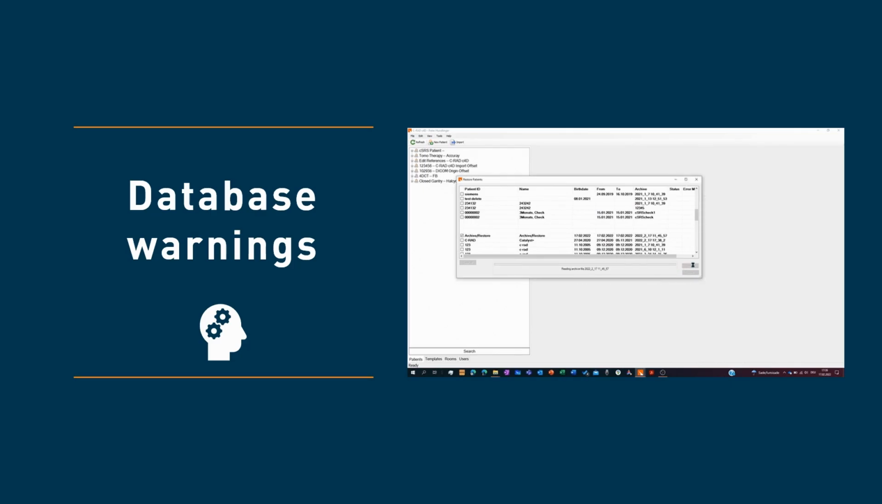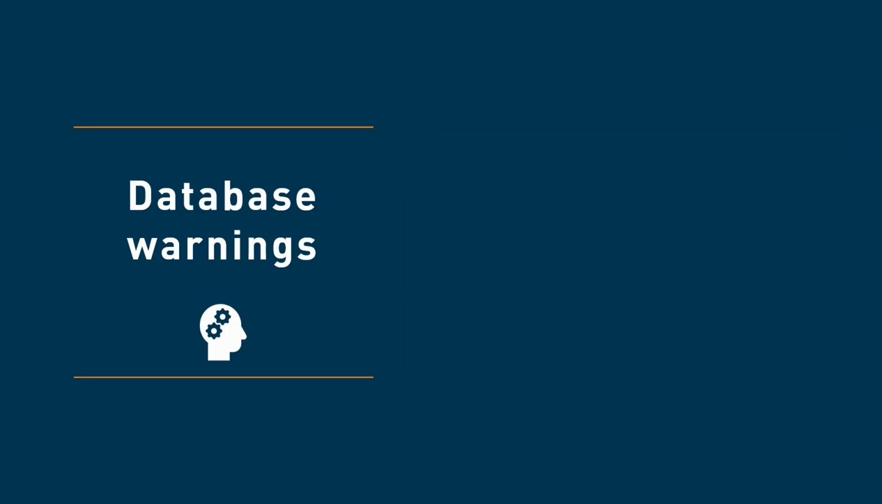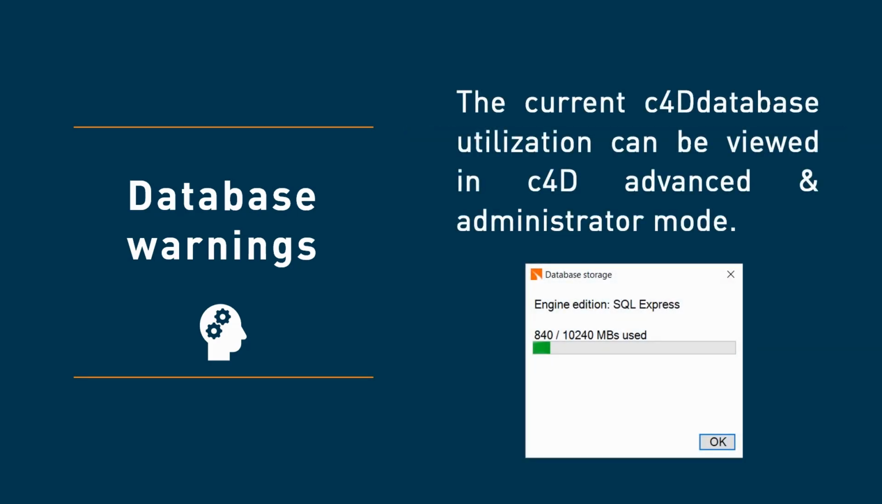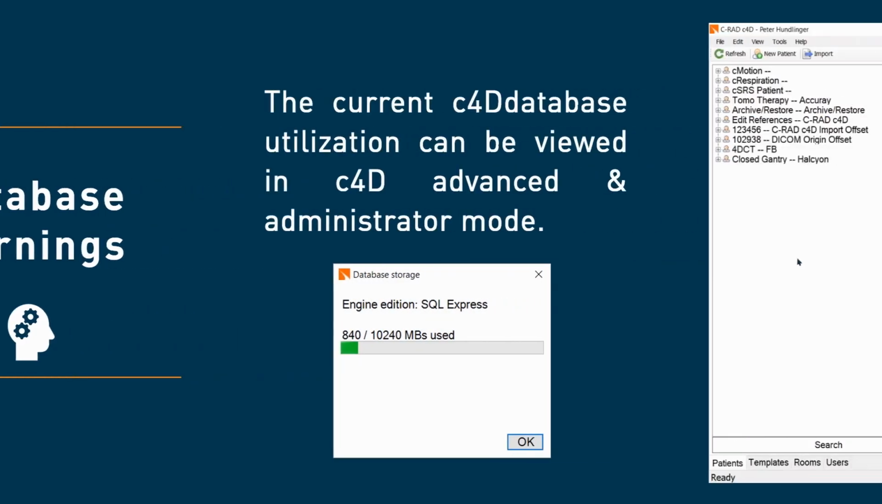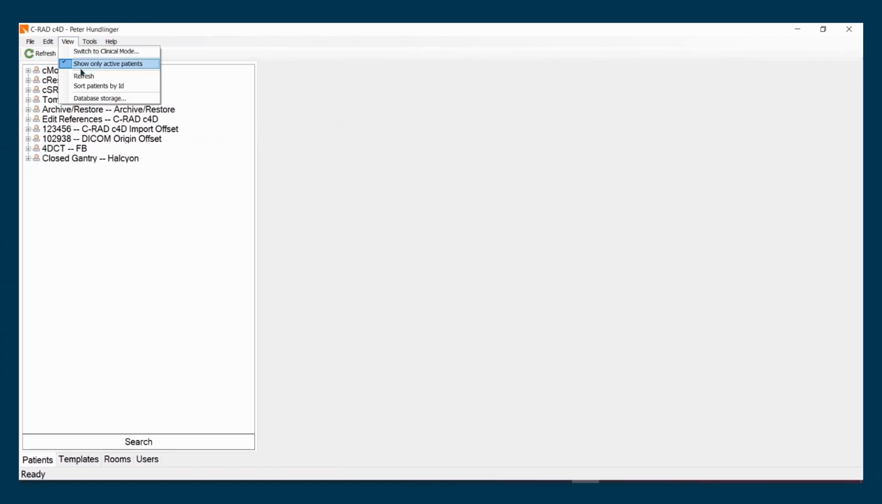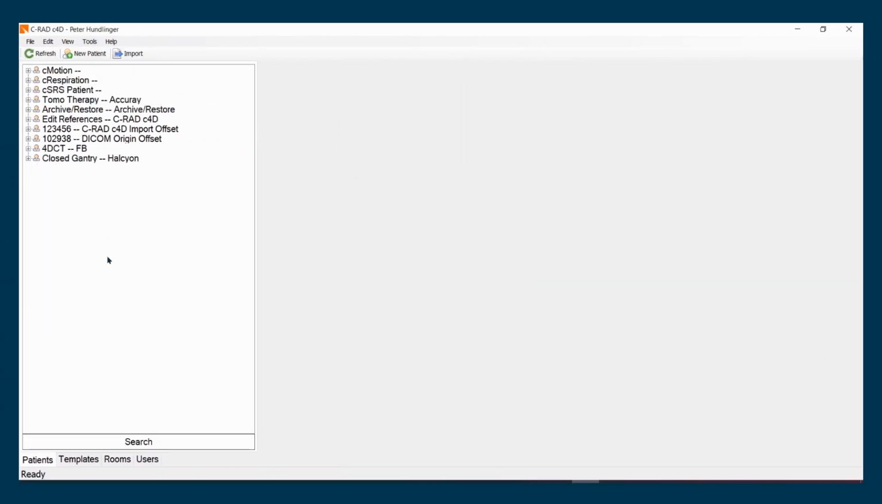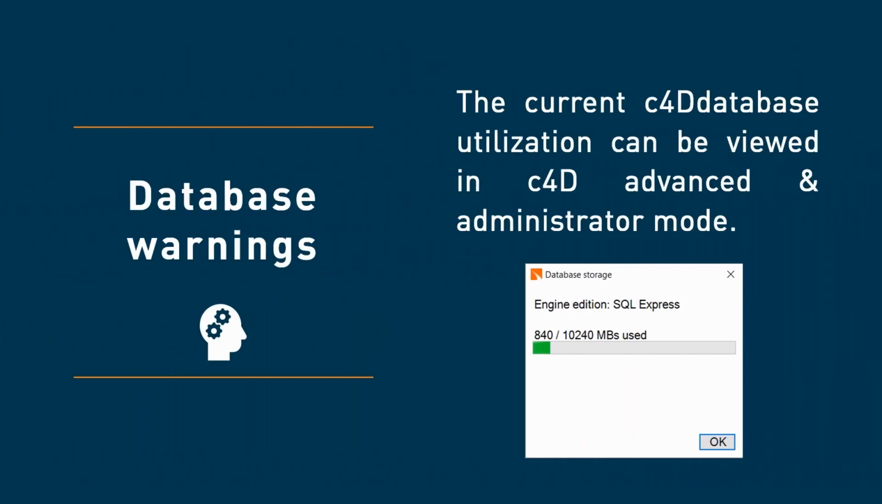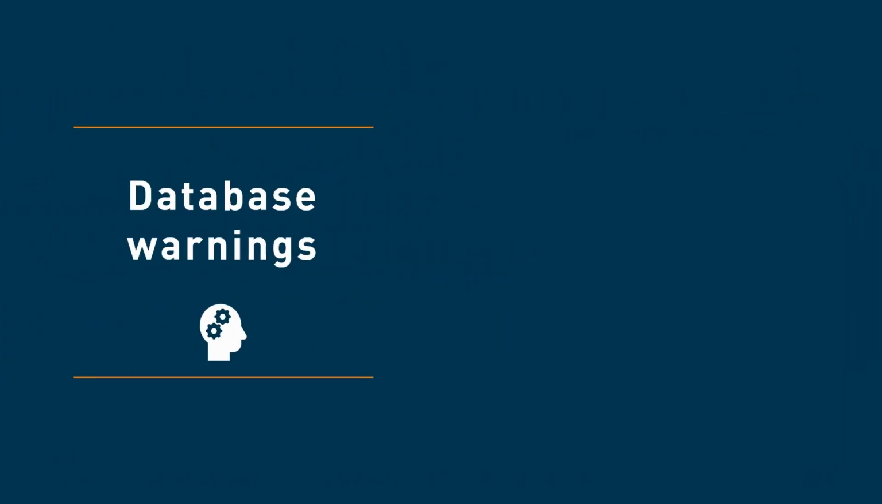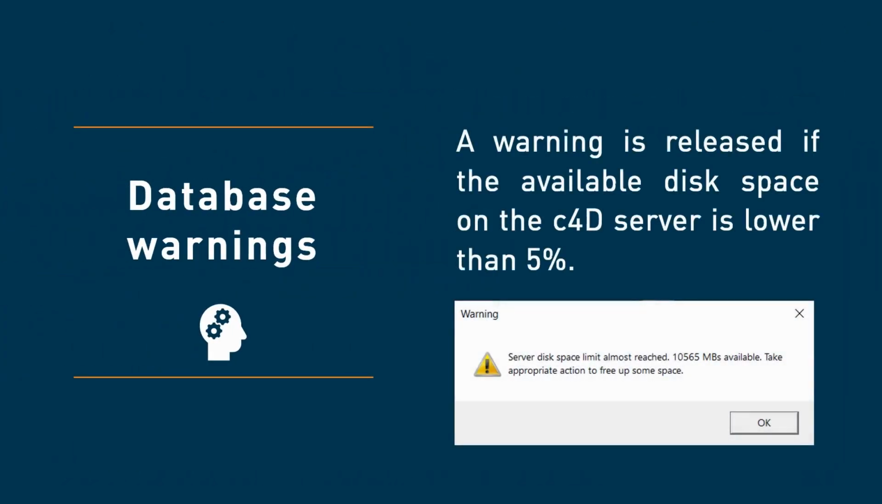Furthermore, in c4D Advanced mode, under View, you can now select the point Database Storage. This shows you the current database utilization and its limits. And the third point regarding database is that another additional warning is issued when the disk space of the c4D server is running low to prevent the system from not being able to operate anymore.